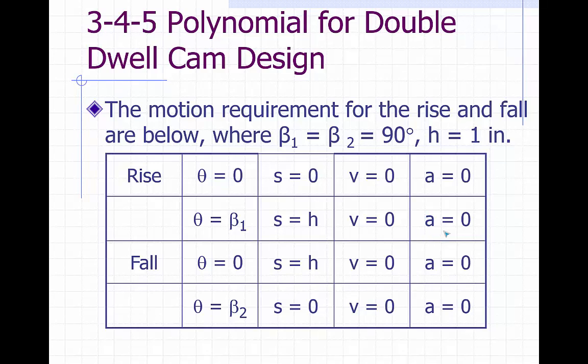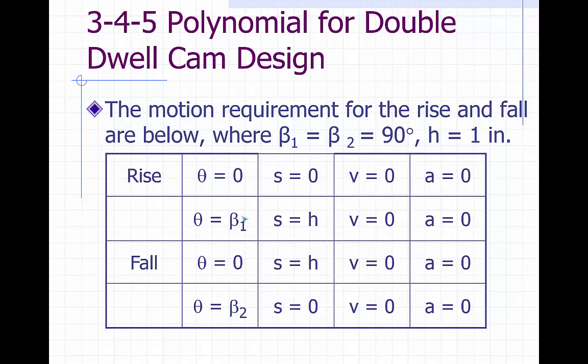If we did not, even if our velocity was equal to 0, an instant later with a non-zero acceleration, we would have a non-zero velocity. And this should not happen if we're dwelling. And so it's important that we also specify our acceleration. And so we have 1, 2, 3, 4, 5, 6 boundary conditions, meaning that we're going to have a fifth order polynomial for our rise.